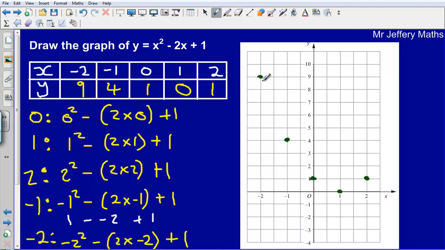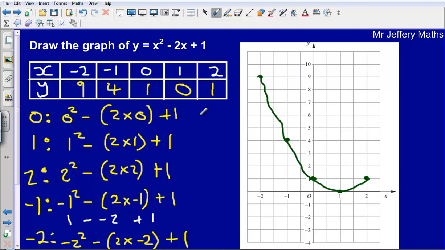This gives us, again, another curved graph, so we're not going to connect this with a ruler, we're going to draw it freehand as a curve. So it should look something like that. Obviously, hopefully you can do a little bit better than that when you are working on paper. So what we've just done is we've drawn the graph of y equals x squared minus 2x plus 1.